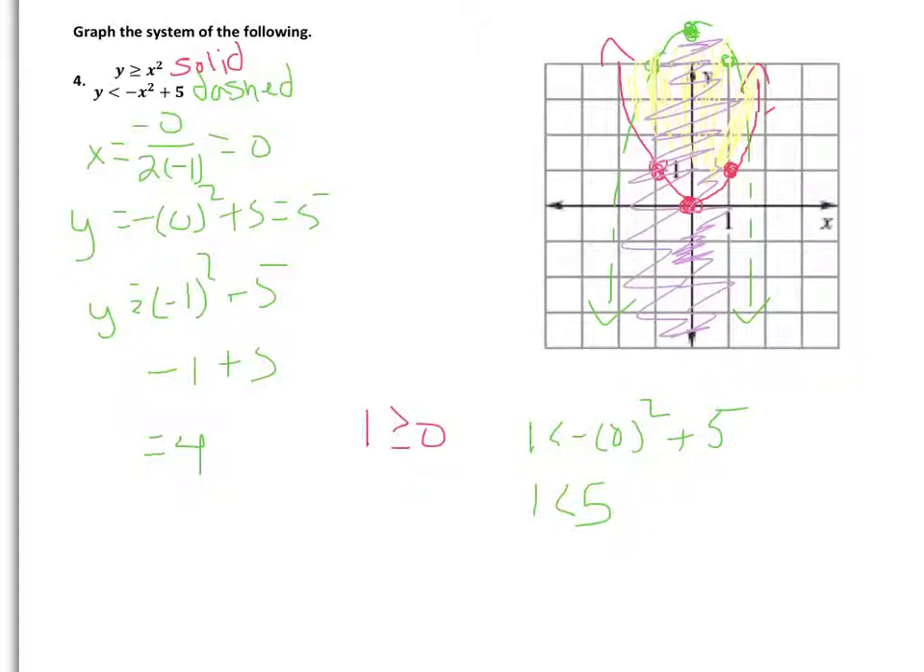Now, where do they overlap? That's what you need. Where they overlap is where you shade. So that is your final answer. See how I'm filling it in more? And I don't go outside the green or the red. So there's the system. Okay?